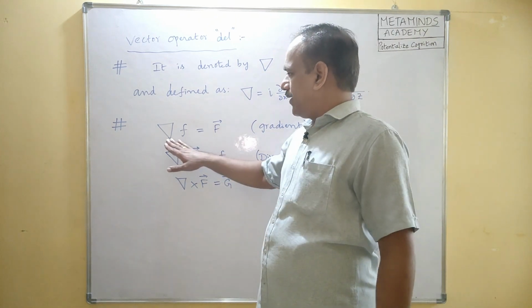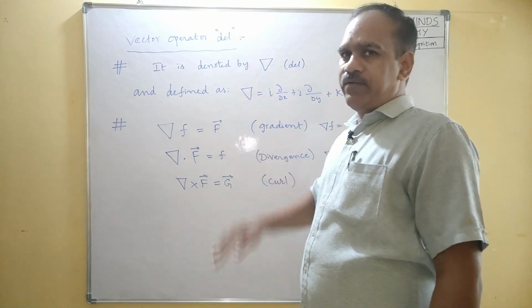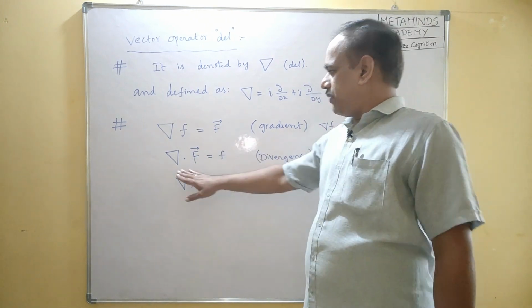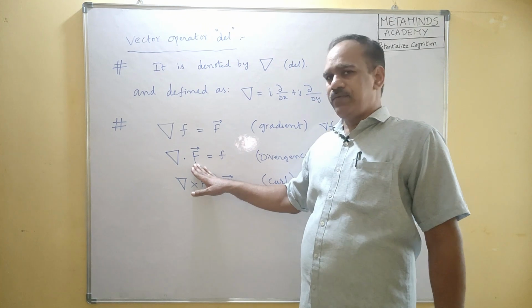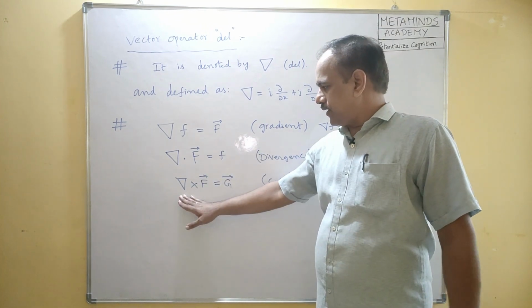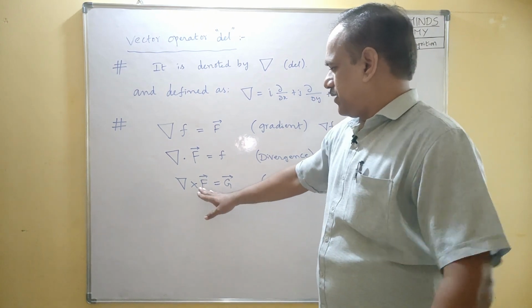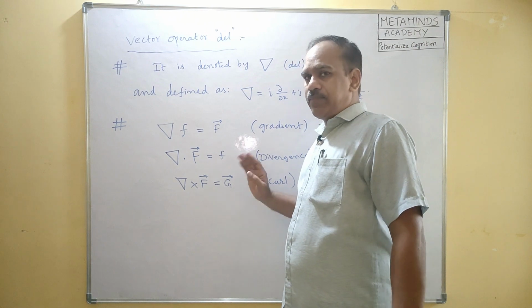If you apply del on a scalar point function, the result is a vector point function, right? If you apply del on a vector point function, the result is a scalar point function. If you apply del on a vector point function, the result may be another vector point function.